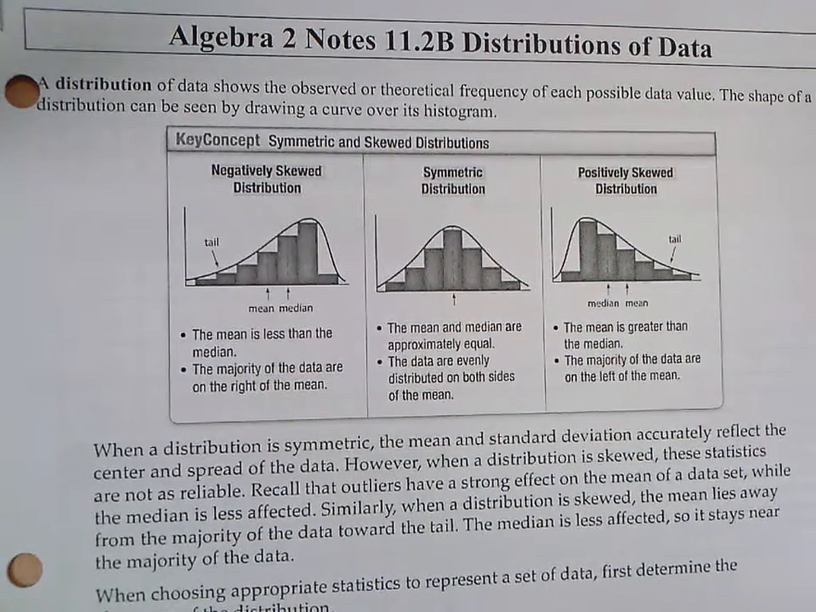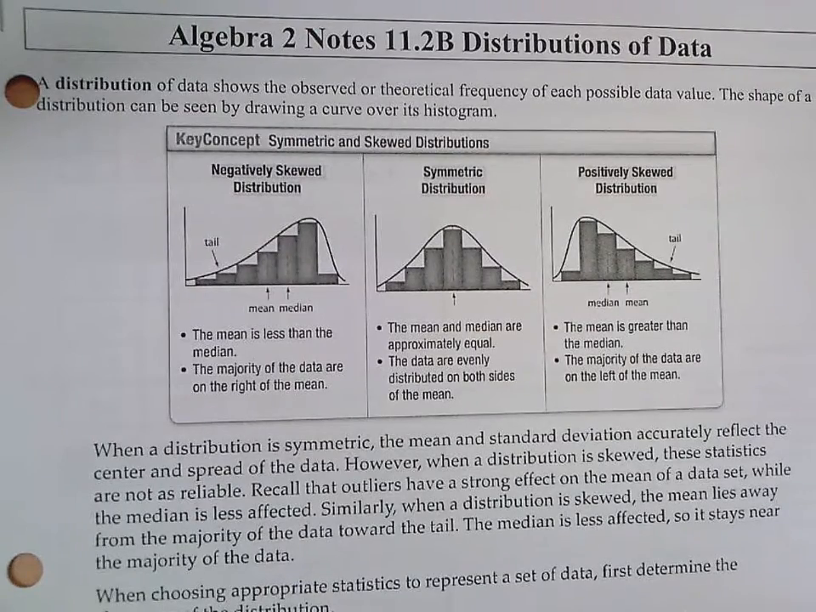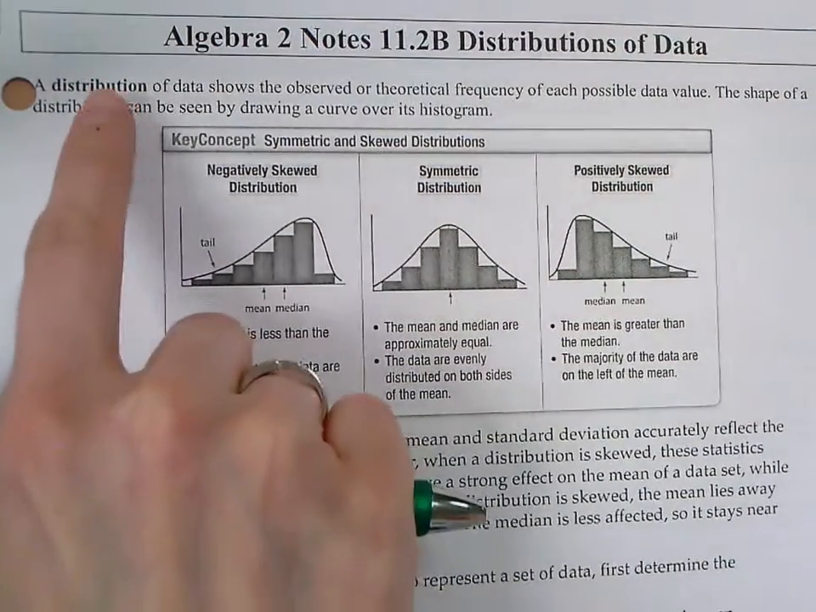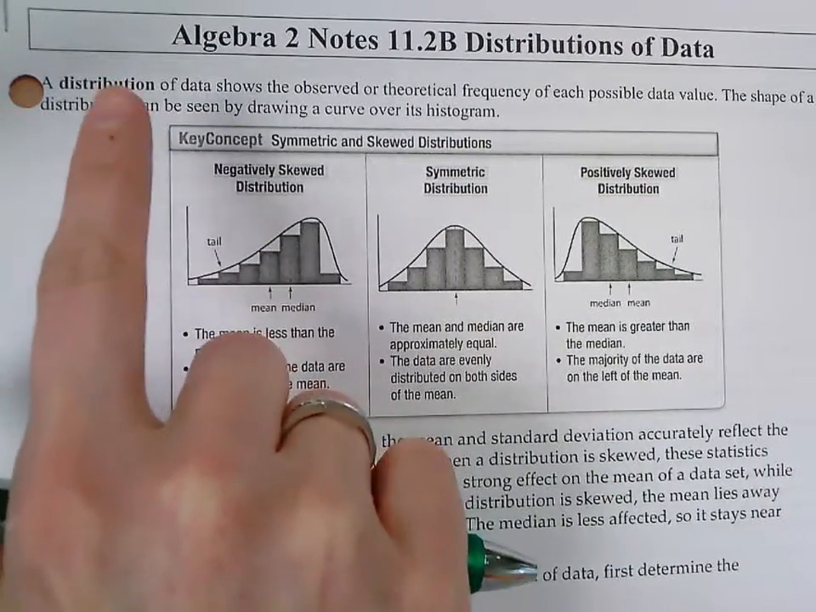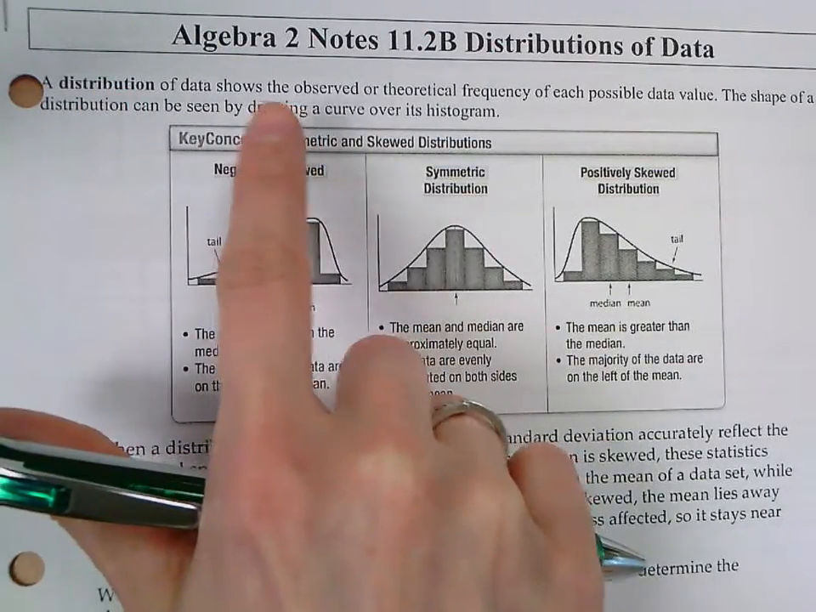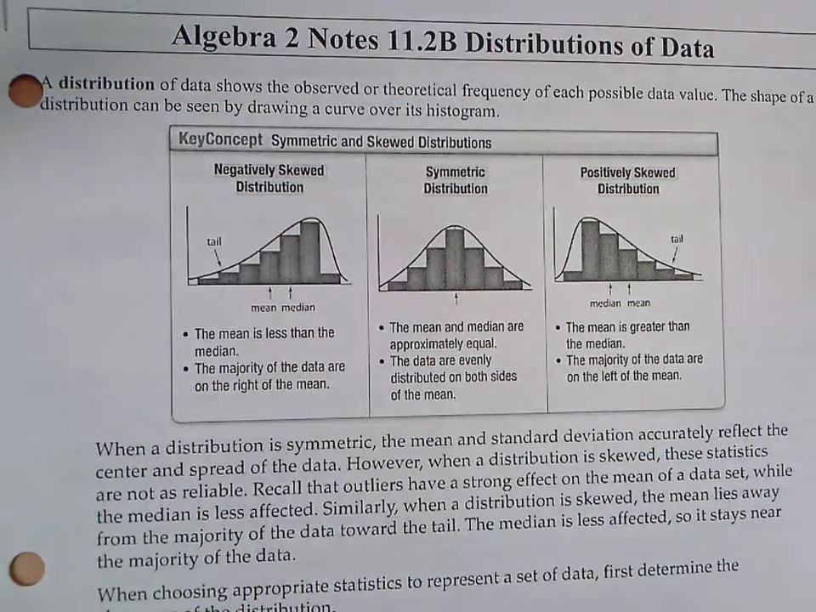What statisticians have to decide, when you have data, is what measures best summarize the data. So based on the data, if your mean and your median are different, which one should you use? And should you use standard deviation or the 5-number summary to best describe data? That depends on the distribution. A distribution of data shows the observed or theoretical frequency of each possible data value. And there's two ways we can view the shape of a distribution.